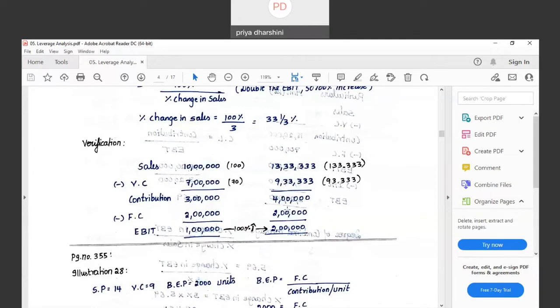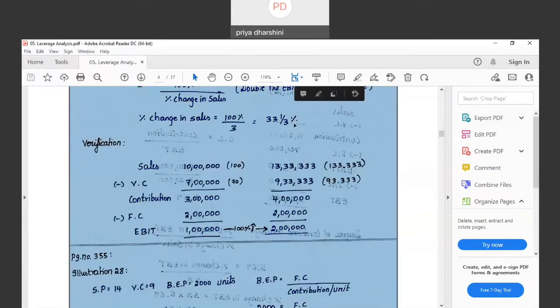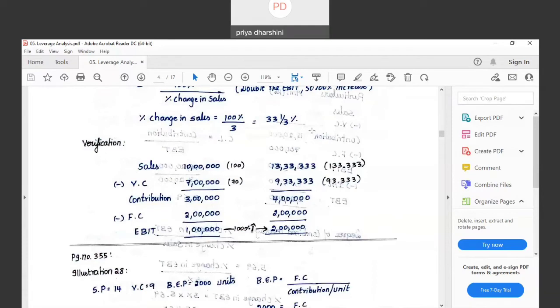Here, this 4 lakh of contribution which we arrived at, it represents the PV ratio. What is PV ratio? It is contribution by sales into 100. 3 lakh by 10 lakh into 100, 30% is PV ratio. 4 lakh divided by 30% of PV ratio will give you sales of 13 lakh 33,333. How much is the increase? 3 lakh 33,333 on how much? 10 lakhs, which means what is the percentage? 33 1/3%. Hence proven. Are you able to understand? Do you understand? Right.